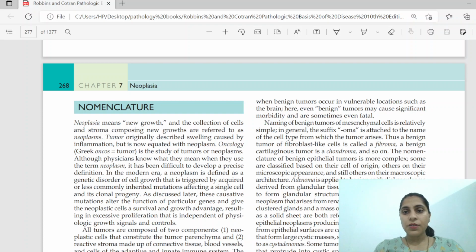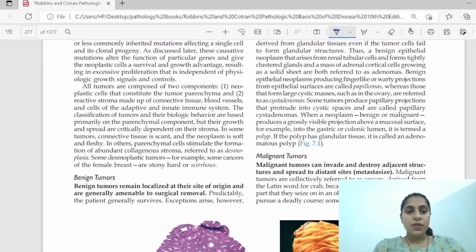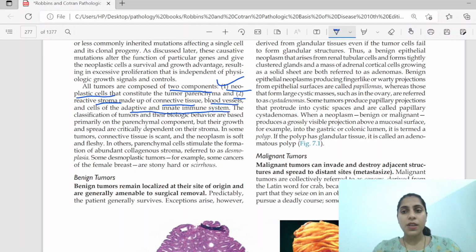Neoplasia means a new growth. New growth will contain two types of things, the tumor cells and the stroma. So the tumor is composed of two components: the neoplastic cells and the stroma, which will contain connective tissue, blood vessels, and the adaptive and innate immune response surrounding it. Sometimes connective tissue is scant and the neoplasm is soft and fleshy.